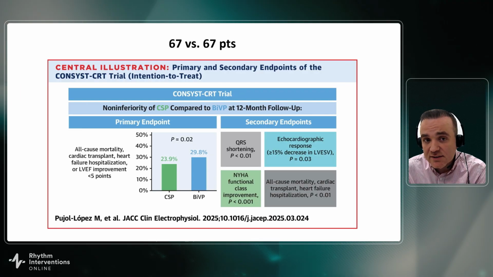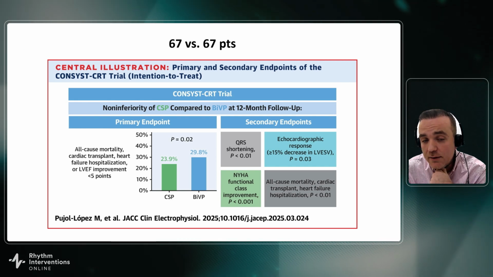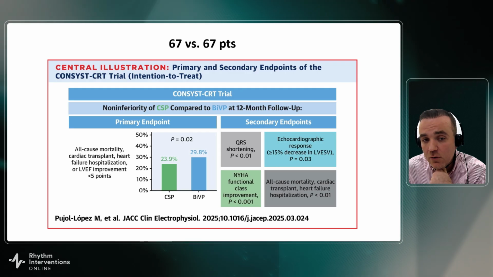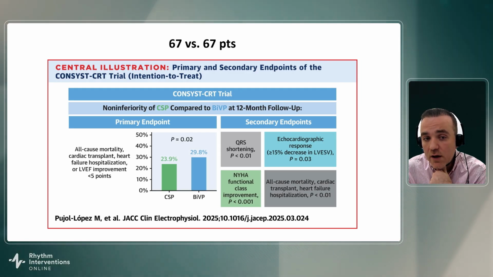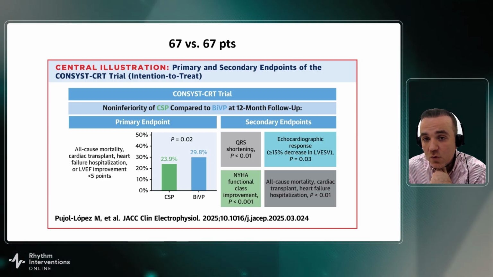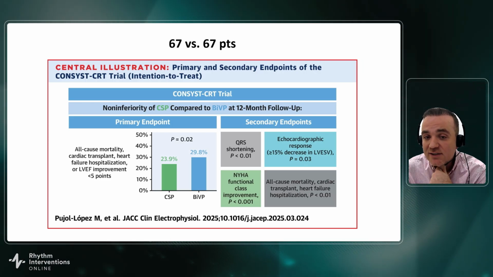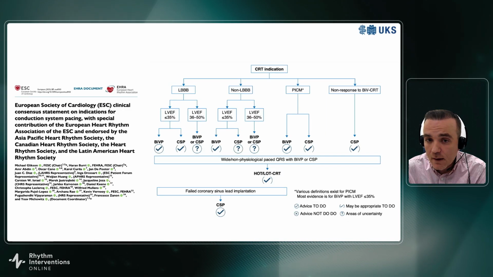Recently, the consistent CRT trial was published, which was a non-inferiority trial, compared CSP to biventricular pacing, and the primary endpoint was a combined endpoint of all-cause mortality, cardiac transplant, heart failure hospitalization, or LVEF improvement below 5 points. And here we can see after 1 year of follow-up, the CSP was non-inferior to biventricular pacing.